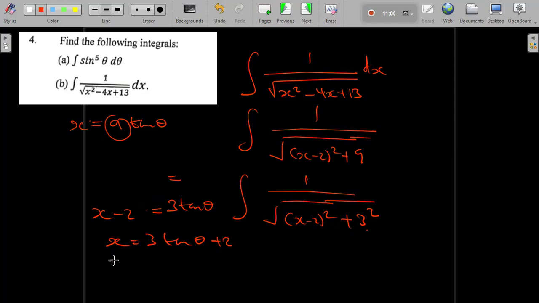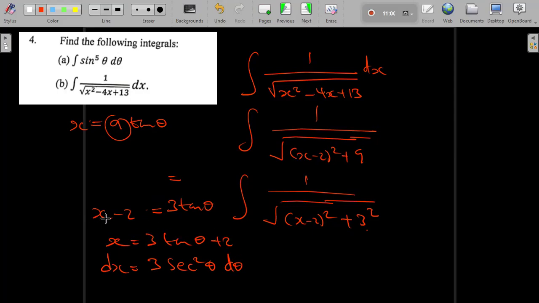Then I can differentiate now. So I have dx this side. What will I get on the other side? I have 3, and I differentiate tan theta. I just get sec squared theta. Differentiate 2, a constant, I get 0. And of course the d theta here. So this is going to be my dx. And this is what I'm going to replace in my equation there.